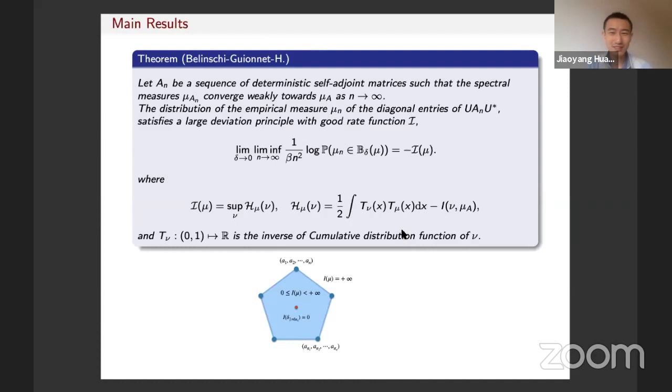In our proof, we didn't use the optimal transport, but it's just a parameterization. I will show you how we get this T mu and T nu, but in our proof, we didn't use anything from optimal transport. Maybe the optimal transport will provide a better understanding of this I, but we don't know.